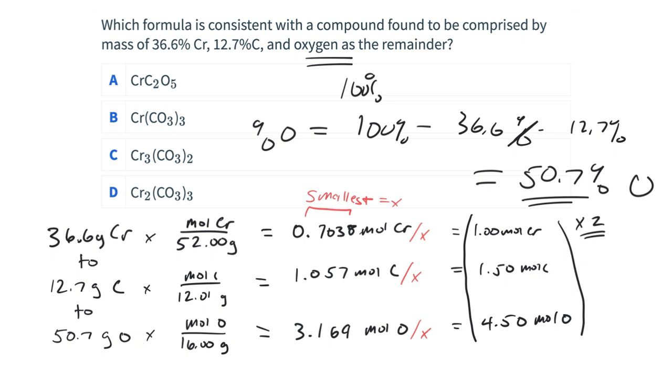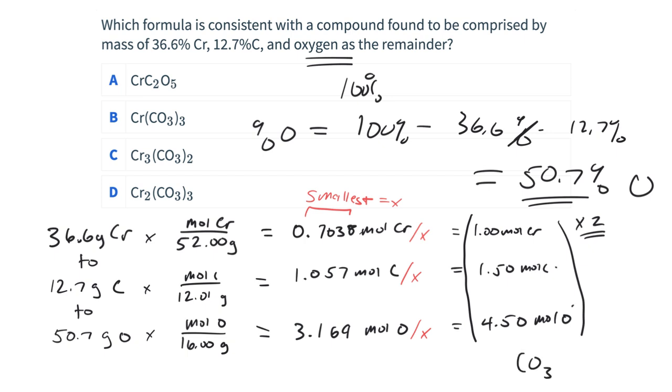All right. There's a lot of number crunching in this problem, so you may be in the midst of getting towards the answer. What we're doing is converting to the moles of chromium, the moles of carbon, the moles of oxygen, identifying the smallest, which was the moles of chromium, which I've signified as X. So we're dividing all of these moles by 0.7038. So of course we get 1 mole of chromium in ratio to 1.50 moles of carbon to 4.50 moles of oxygen. I can see that this is a 3-to-1 ratio.